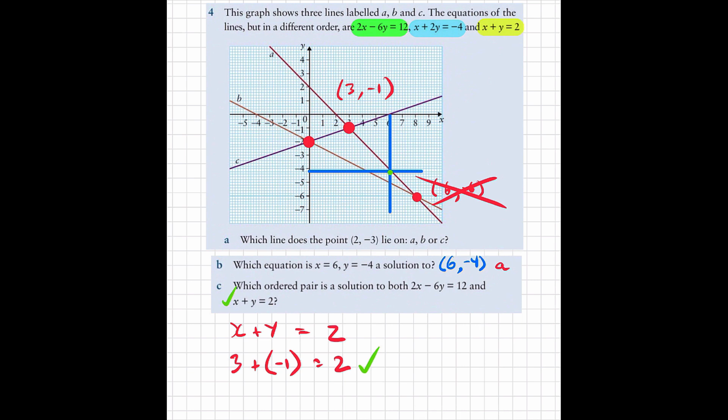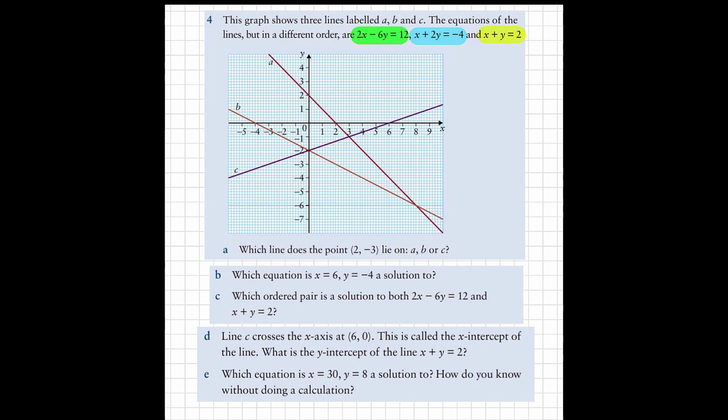What about the other line? So we're going to do the same thing. I'm going to substitute in my original equation 2x minus 6y equals 12. So I'm going to replace the x with a 3, and I'm going to replace the y with a negative 1, and when I calculate the left, it should equal 12. Well, 2 times 3 is 6, and negative 1 times negative 6 is positive 6, so 6 plus 6, and that does equal 12. So in this case, that is also correct.